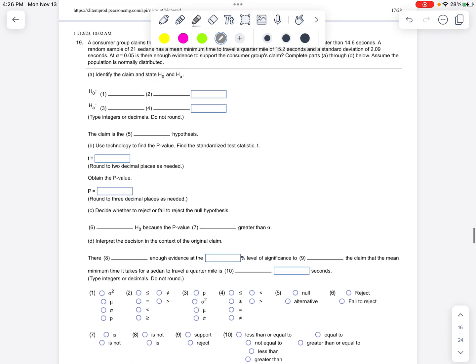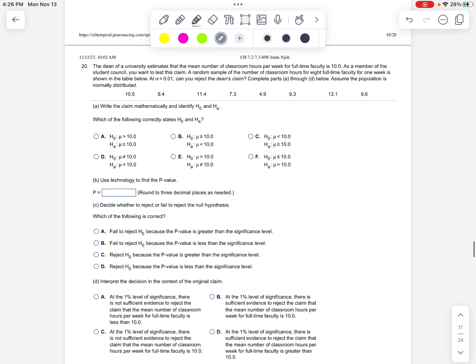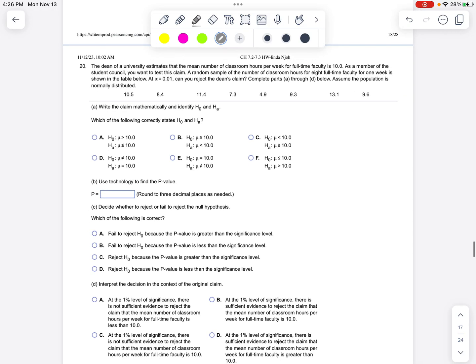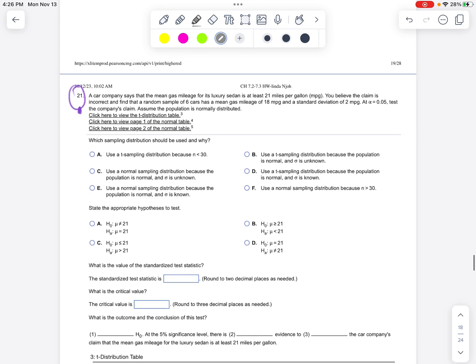Y'all can do 18 on your own. 19 is the p-value. You can do it on your own. 20, same thing. It's all t-test. Be careful. Put the data in, find the stats.